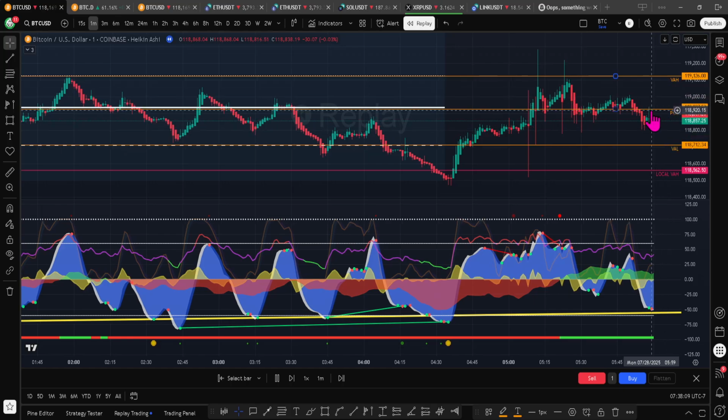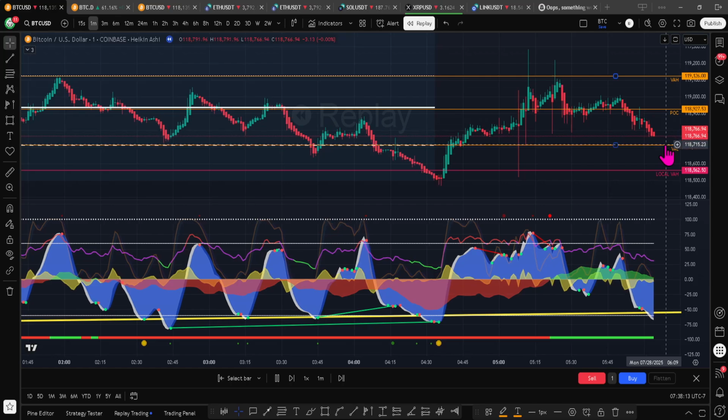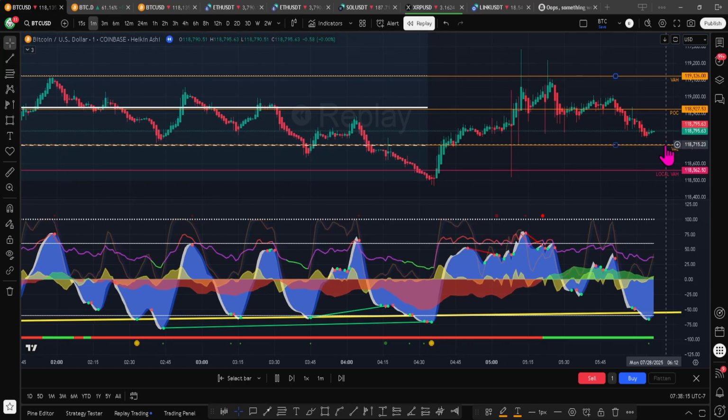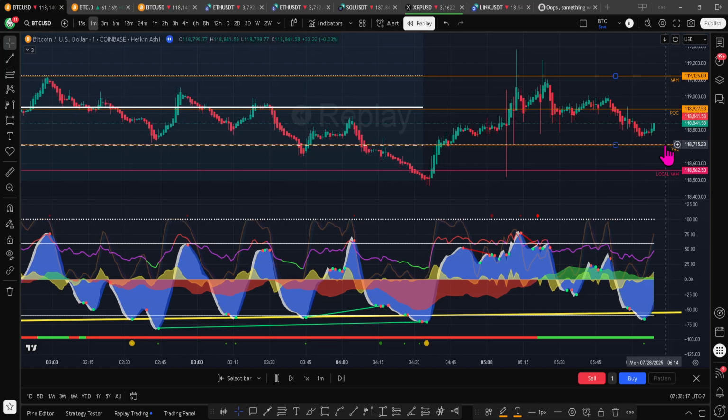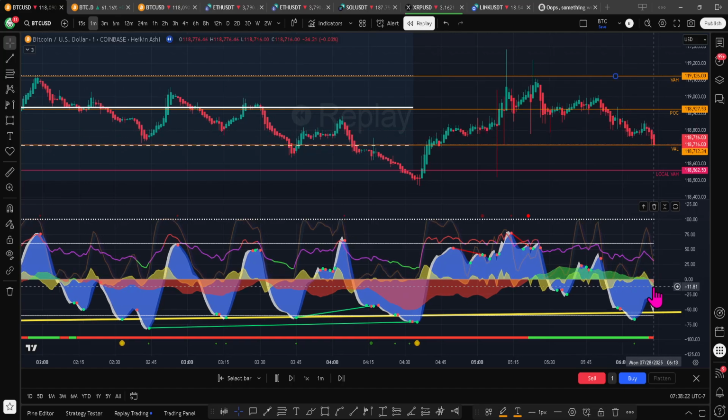All right, so now we retest point of control and fail. We're going to come back to value area low. Now we're going to retest value area low. That's a little front run fake out, right? Money flow still coming down. Keep that in mind. Now we're red.